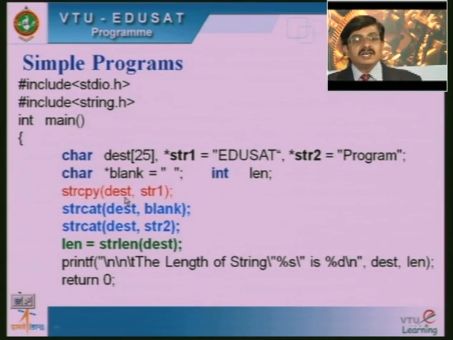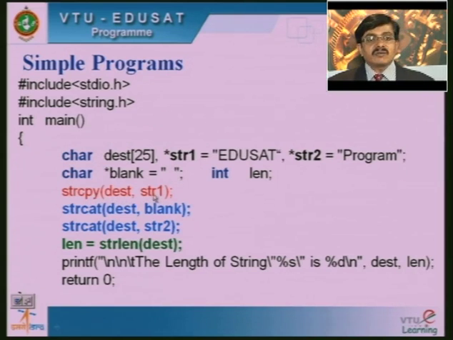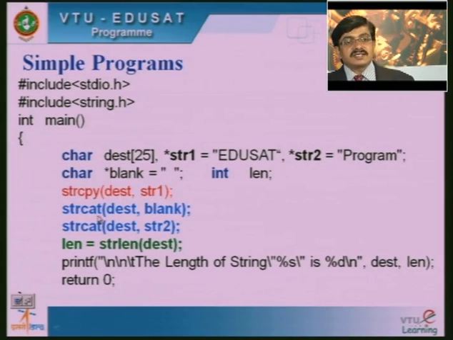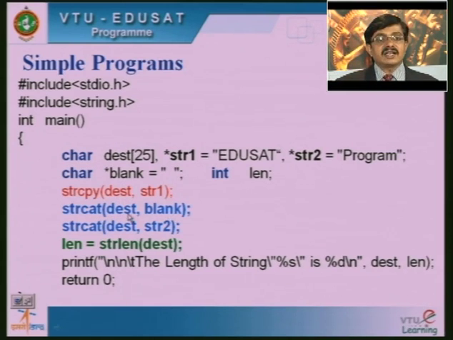Now strcpy destination comma str1. So I am copying the string str1 to the destination. str1 is edusat. I am copying that to the destination. So dest is the array of 25 characters. Then strcat destination comma blank. I am concatenating the blank with the destination content. What exactly is the destination holding now? It is holding edusat. So after edusat I am leaving one space with this strcat, in the first strcat.